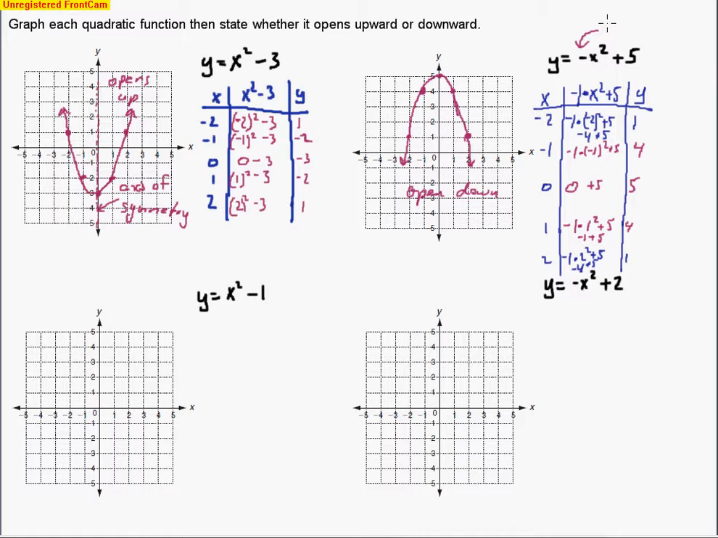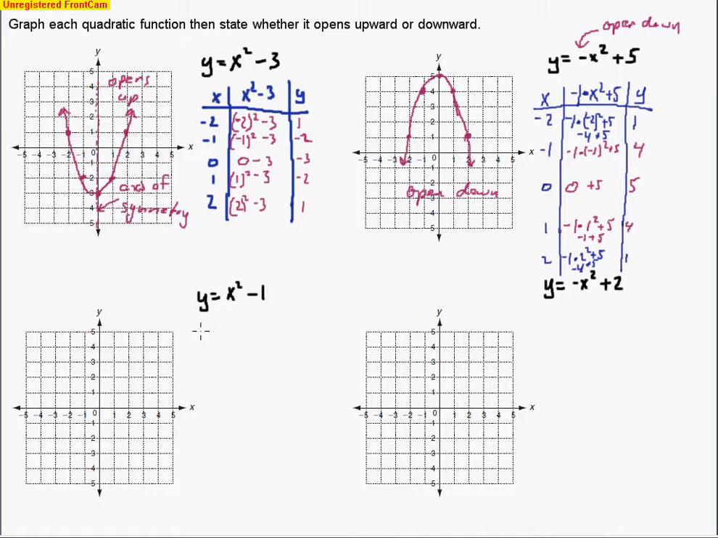So this makes it open down, and the reason is that when you square the x value, no matter what, you always get a positive, but when you multiply by a negative, it forces it down. So let's take a look at the next one.